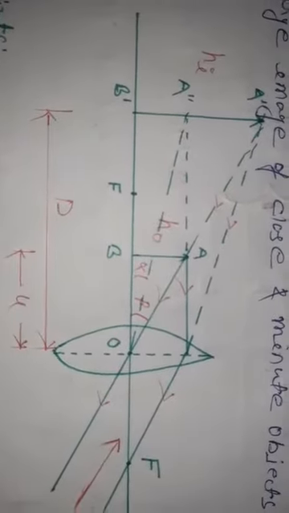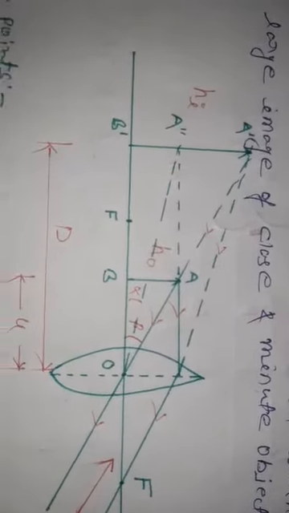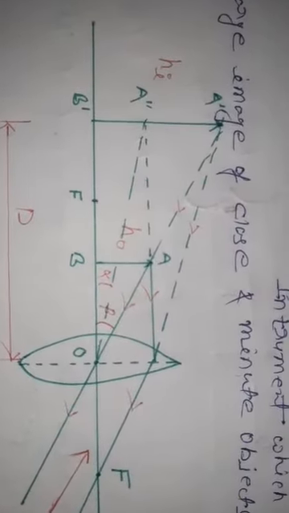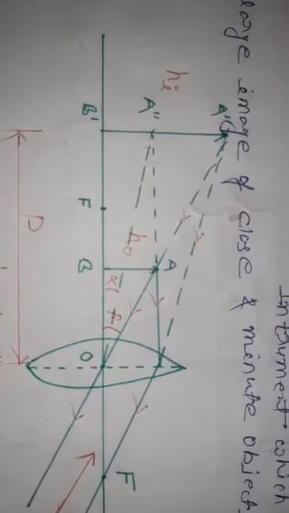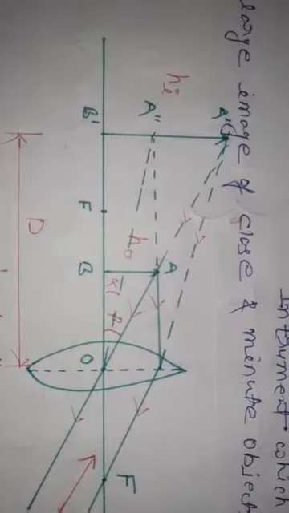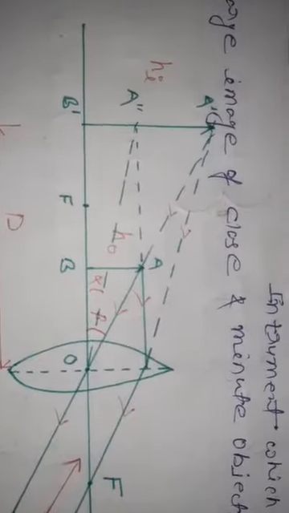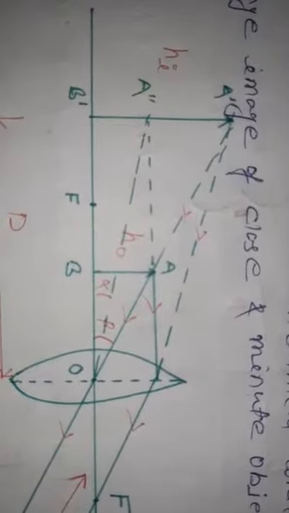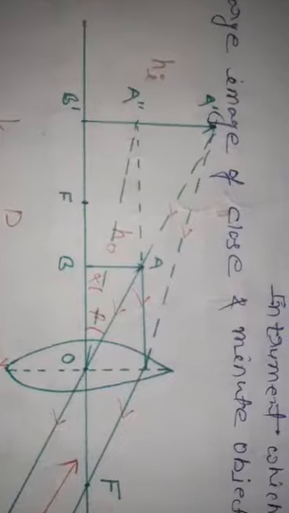Now we have to find the derivation of the magnification of a simple microscope. What is the magnifying power or magnification? As we have discussed earlier, magnifying power or angular magnification is mathematically given by beta upon alpha, m equals beta upon alpha. There are two cases. First one, when the image is formed at the near point.